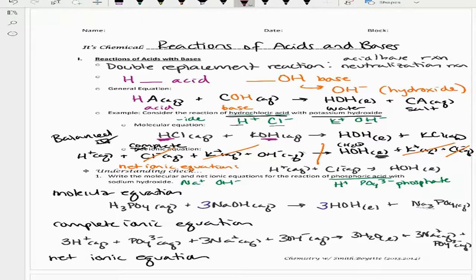And remember that the difference between the two is that we now must get rid of our spectator ions. We have 3 Na+ on both sides. We have PO4 3- on both sides. And what we get is 3 H+ plus 3 OH- gives us 3 H2O. But we can simplify that, get rid of our 3's, and our answer just becomes H+ plus OH- gives H2O. Great.